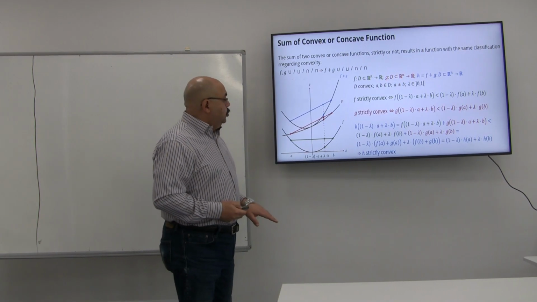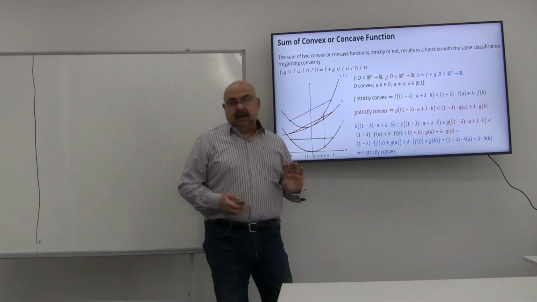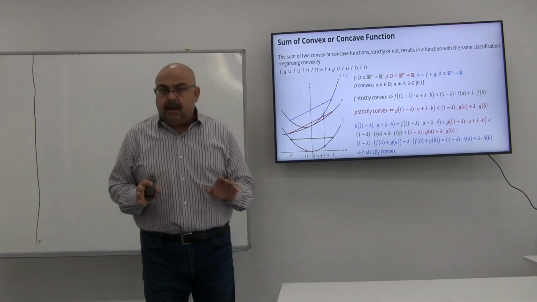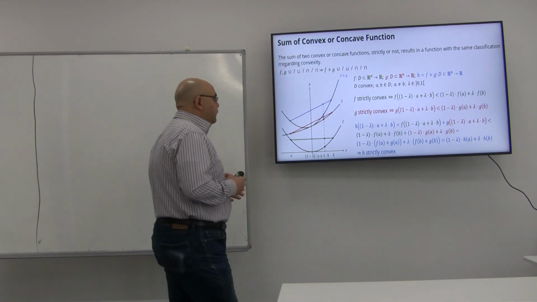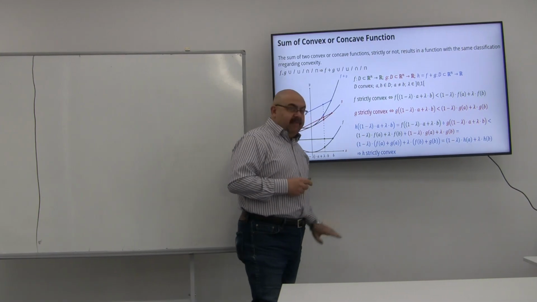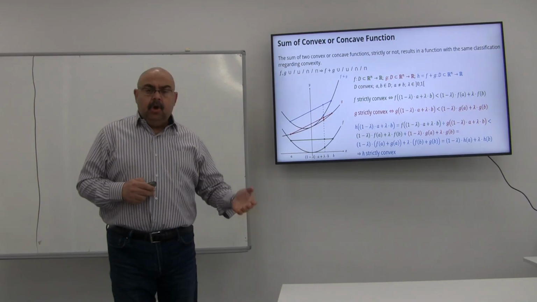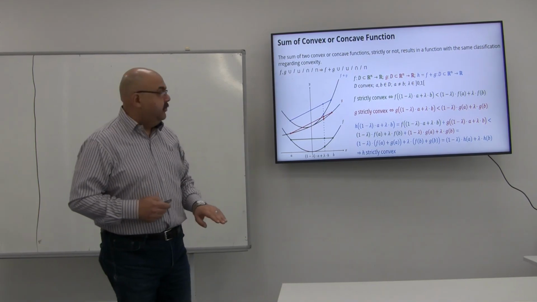Also, as I told you, the proof is really very direct. It's just expanding the main equation of lambda and adding them together, and you will end up having the same condition, either in the case of convexity or in the case of concavity.